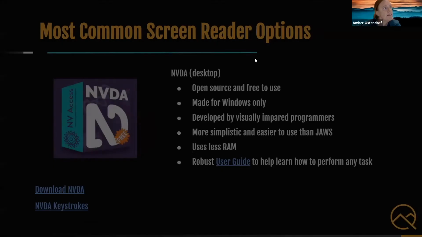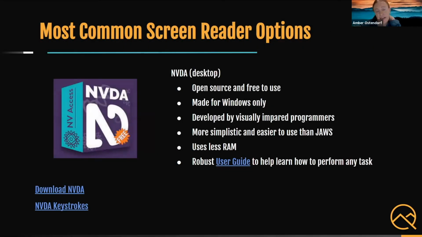The next most common screen reader option is NVDA. This one's open source and it's free. It's made for Windows desktop only. It is developed by visually impaired programmers, which I thought was really cool.